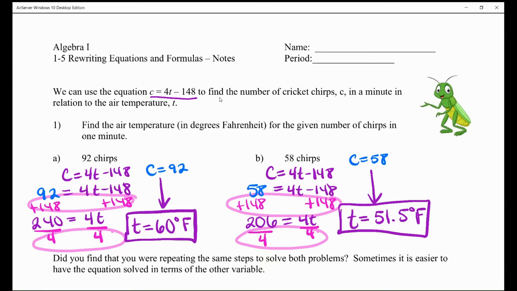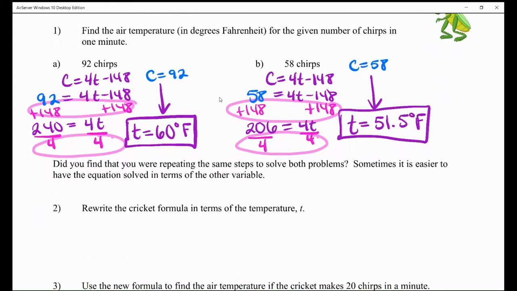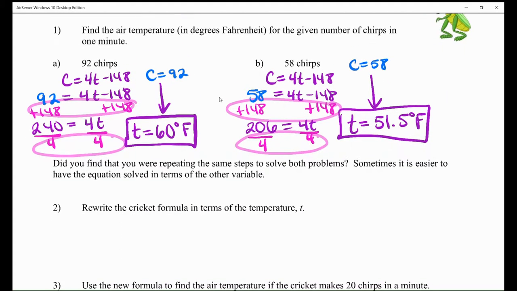So what we can do is rewrite this cricket chirp formula so that it's set equal to t. So all we have to do is just substitute the value of c in. Let's give it a try. So we want to rewrite our cricket formula, c equals 4 times t minus 148, and we want to solve it for the variable t. And we're going to use the same steps we used above.